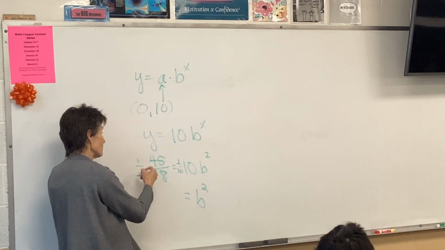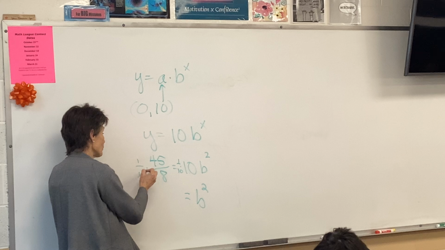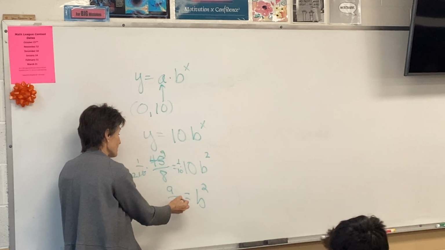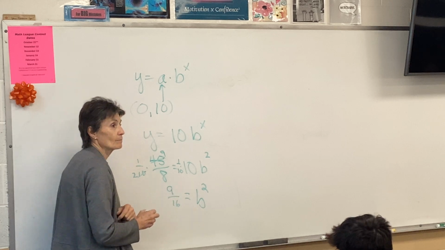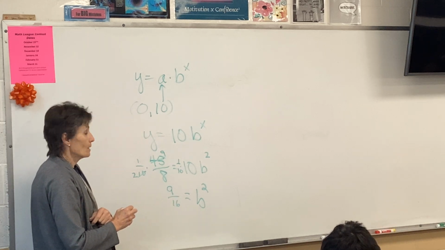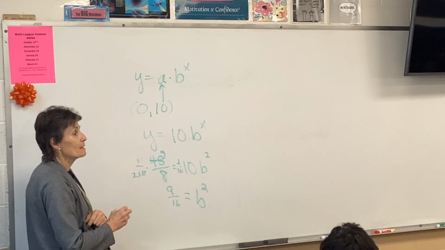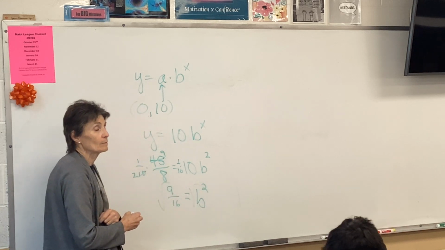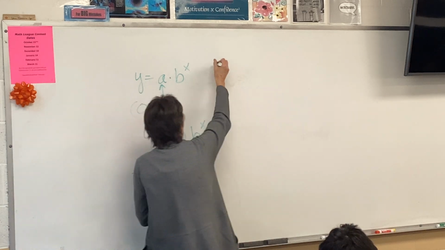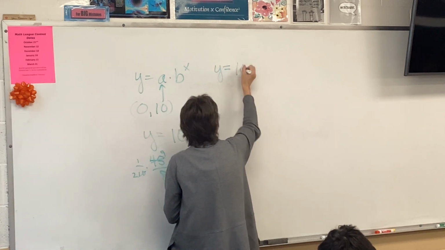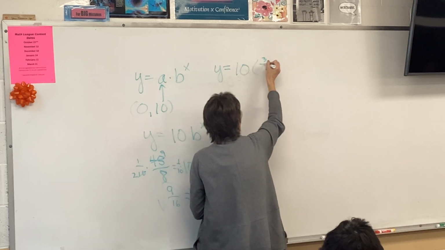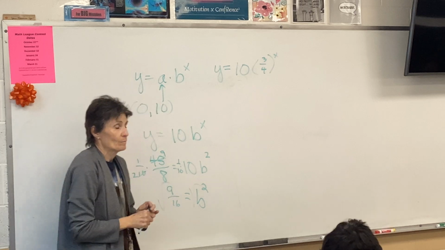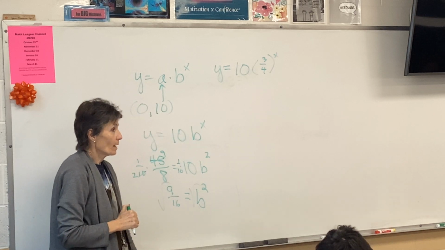equals, now you can go ahead and multiply and reduce, or you can cross cancel. And it looks like it works out to be 9/16, which is an absolutely magnificent number to have, because I'm going to square root. 3 or 4. So my answer is y equals 10 times 3/4 to the x, right?